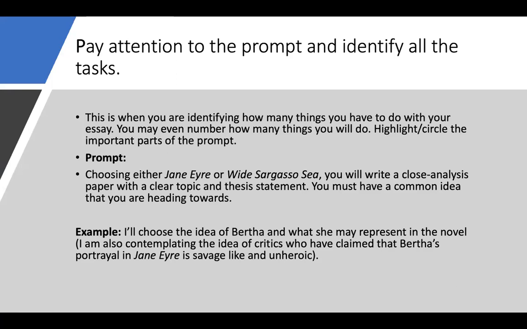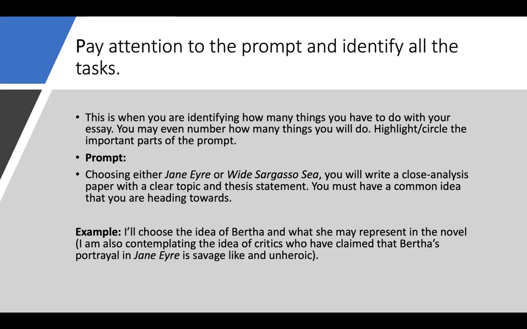This is where you're identifying how many things you have to do with your essay. You may even number how many things you will do, highlight, circle the important parts of the prompt. For this particular prompt, it's just a close reading paper, so you don't have that many steps, but it's always important to pay attention to all the things that you should be doing in an essay. For my particular topic here, the prompt is choosing either Jane Eyre or Wide Sargasso Sea. You will write a close analysis paper with a clear topic and a thesis statement. You must have a common idea that you're heading towards.